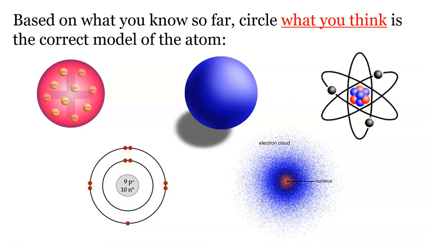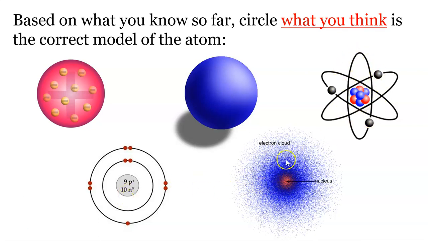In this video, we're going to look at the models of the atom. So based on what you know so far, if you were to circle which model of the atom you think is correct, which one would you pick? A lot of people have seen this model of the atom right here. It's used commonly in cartoons, movies. You'll see it everywhere. So is this one correct?